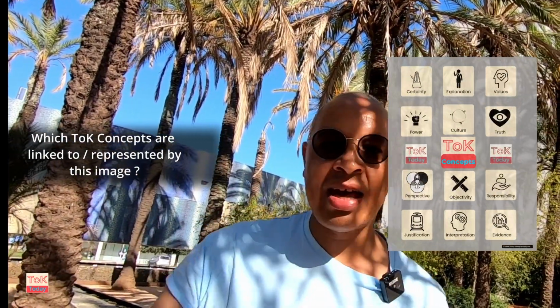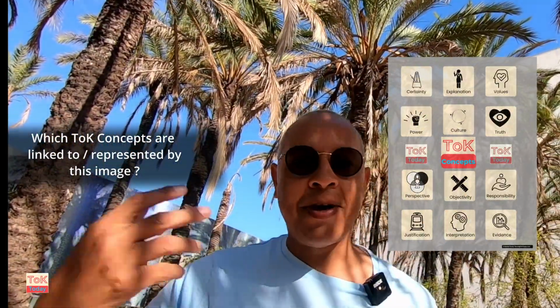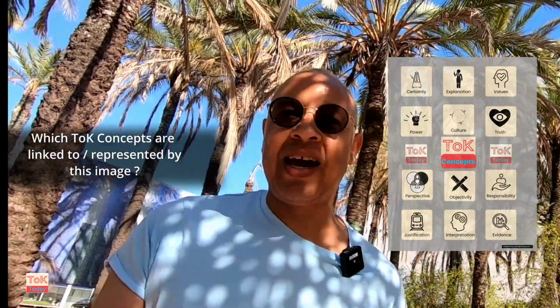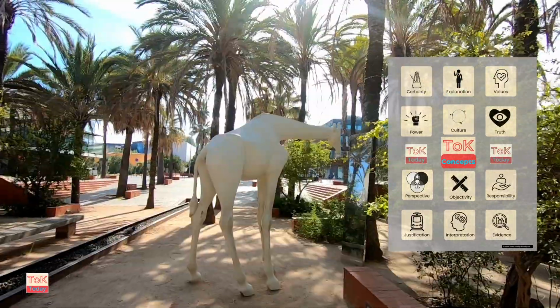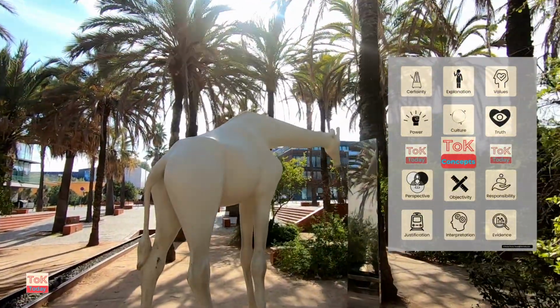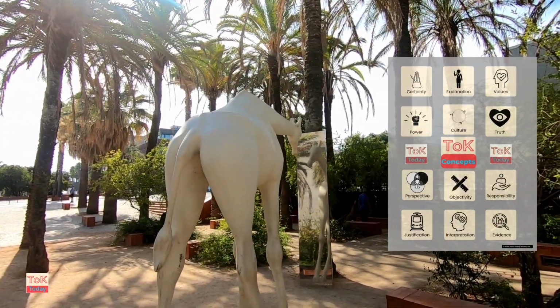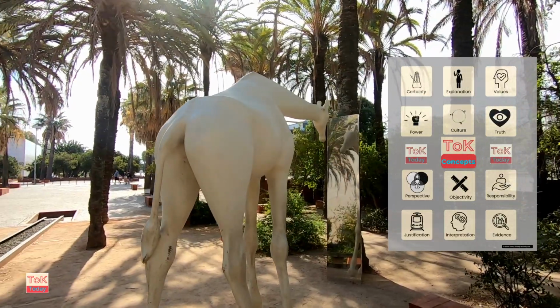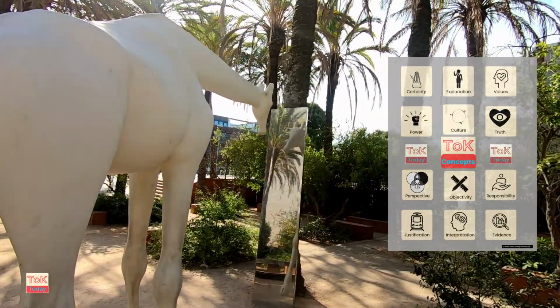Or what ToK concept is this picture related to? And give them a few minutes to work it out, either individually or together or whatever. And then get some responses and start to have a discussion and find out why they chose those particular objects. Here's my particular object for the day. We could say it's a piece of modern art, or we could say that it is a big white giraffe looking in a mirror.